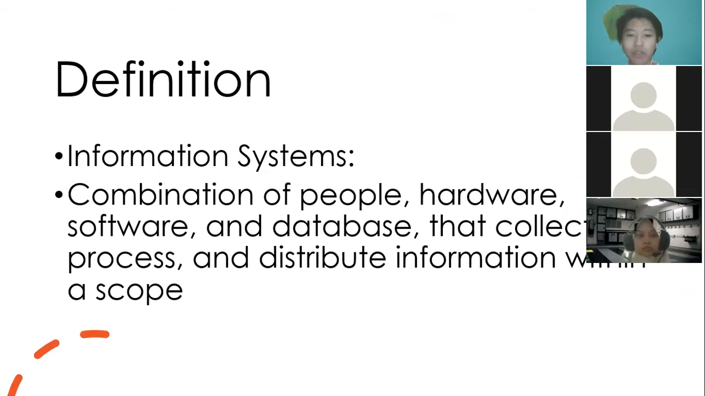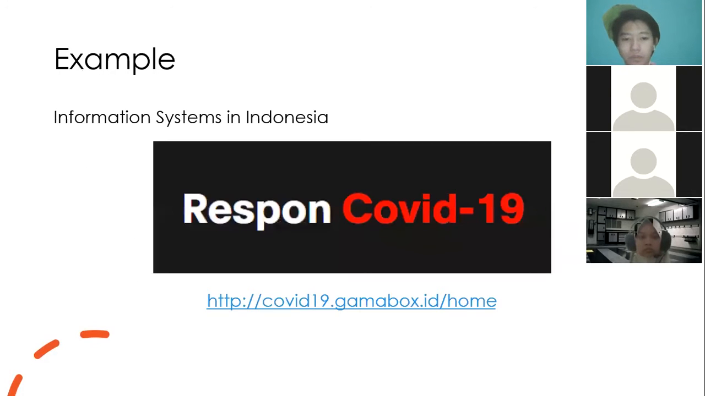Information system is a combination of people, hardware, software, and databases that collect, process, and distribute information within a given scope. One example of an information system is Respond COVID-19. You can check it out by visiting this website, covid19.gamabox.id.